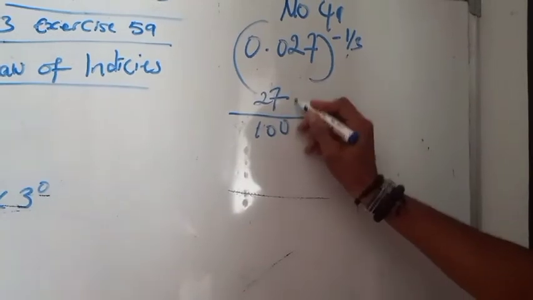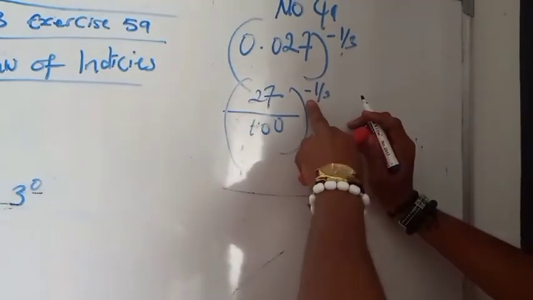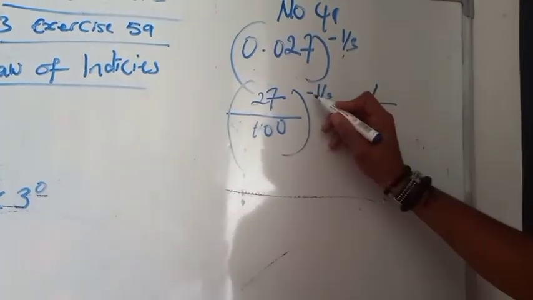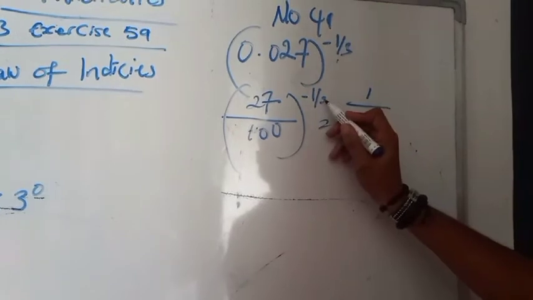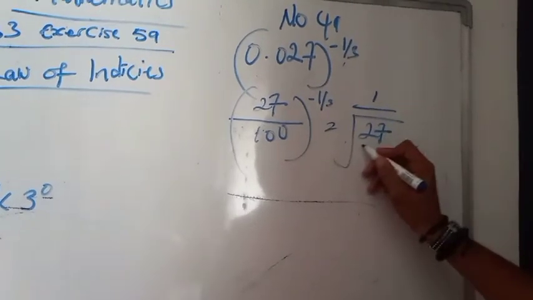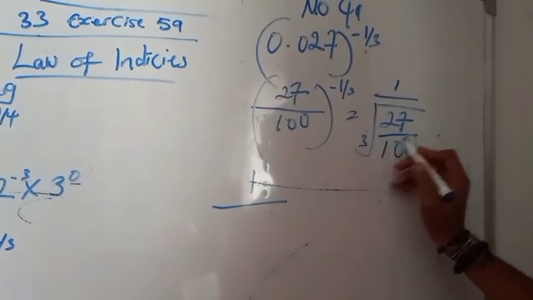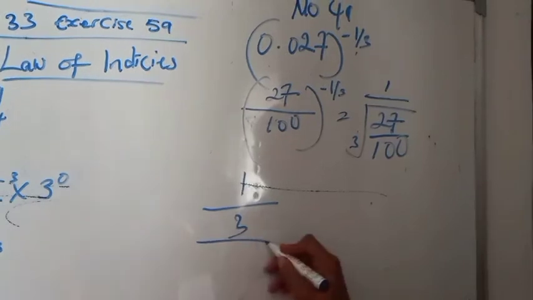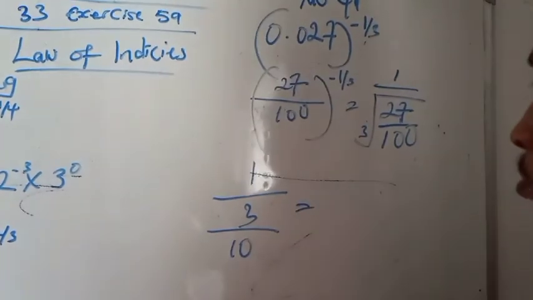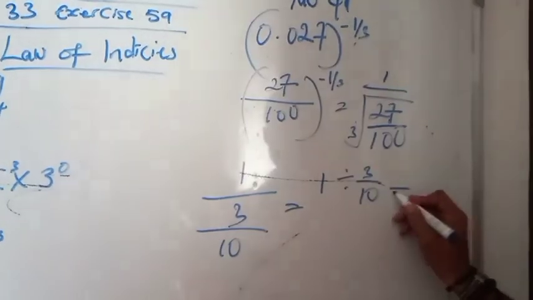27 over 100. And this has my negative law and fractional law. So there are two laws here, negative and fractional. My negative gives 1 over. Now this is a fraction, so it means cube root. So cube root of 27 over 100, which means 1 over, this cube root of 27 is 3 over 10. Now I will expand this. It equals 1 divided by 3 over 10.